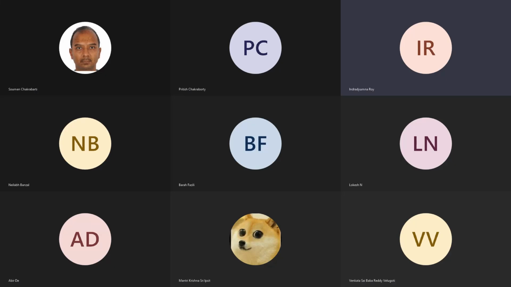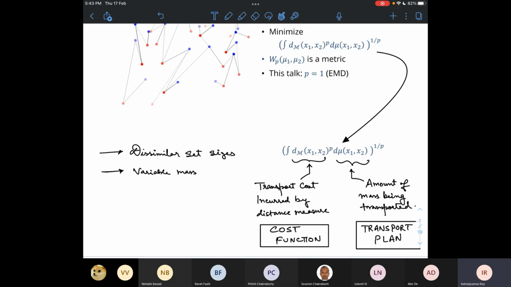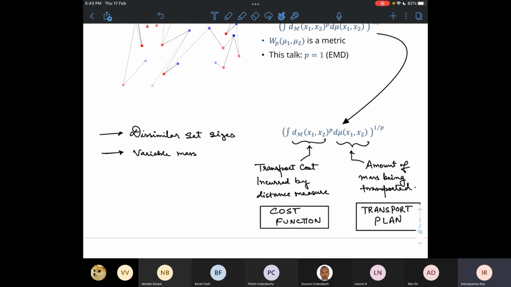Of mass, then what is the cost incurred by the transportation action? So the cost is defined according to the underlying metric space, which is the L1 or L2 distance or something else. And that gives us the general cost function between any two points. And the second term is the amount of mass being transported. So that's basically your transport plan. How do you plan to transport the mass from the first set to the second set in such a way that it minimizes the total cost incurred by you?